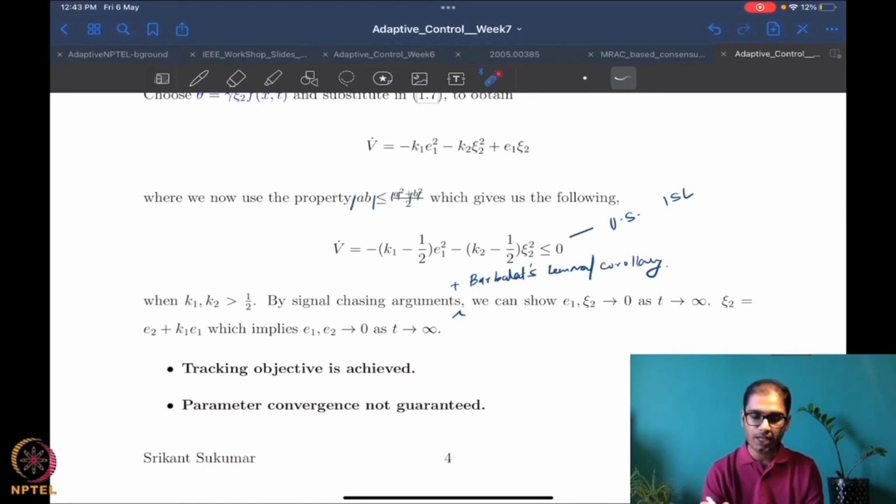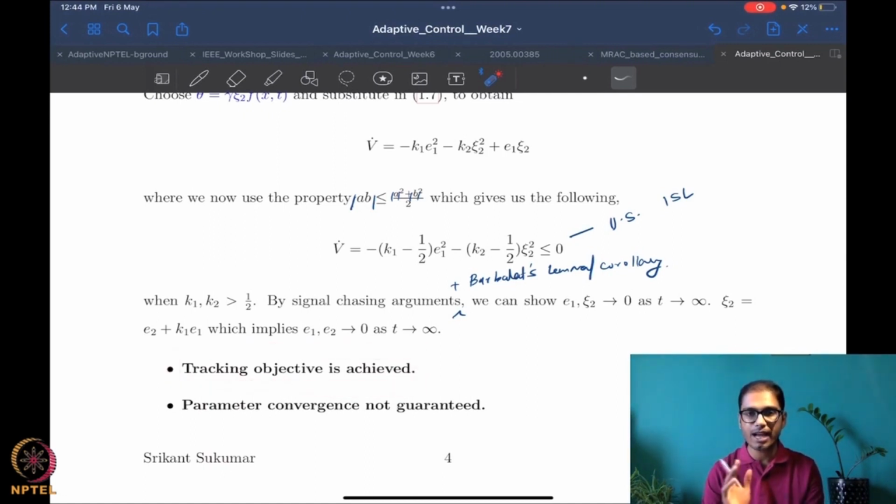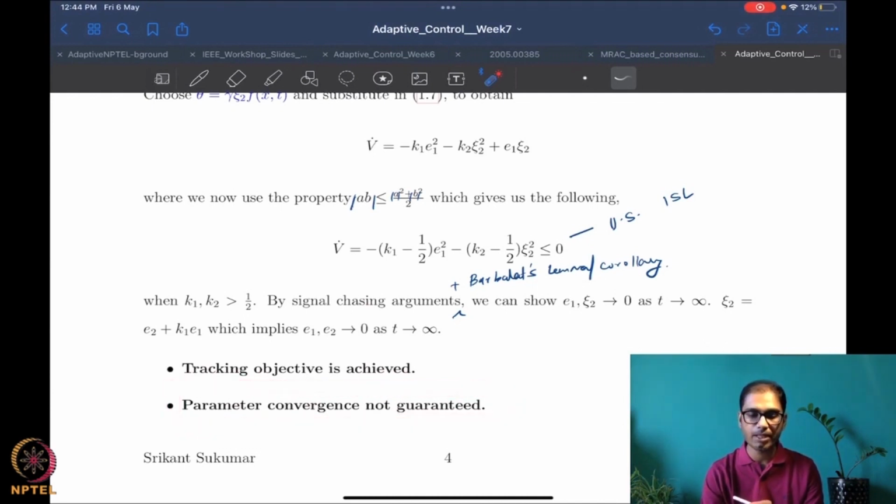On top of it, I can also prove that asymptotically E1 and Psi2 go to 0. That is, E1 and E2 go to 0 equivalently, which means that my tracking objective is achieved. That is, I track the desired signal while remaining bounded all the time while ensuring stability. Okay, parameter convergence, as always, is of course not guaranteed.